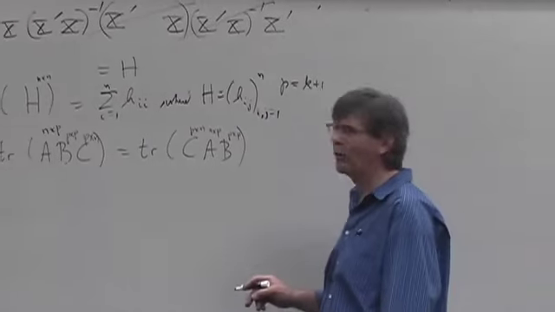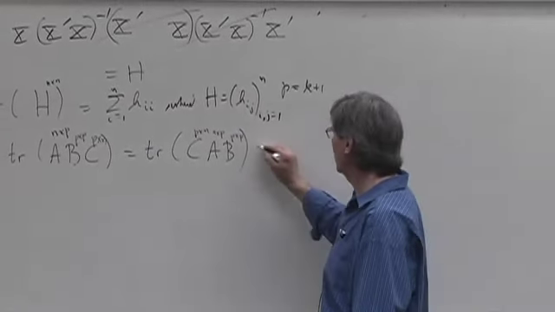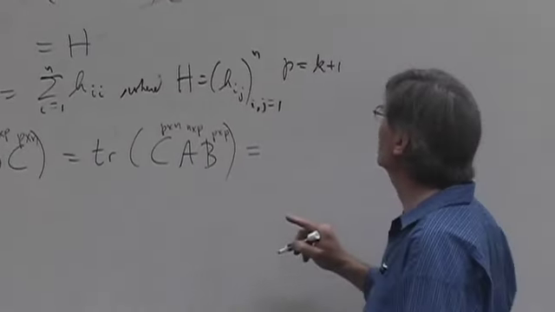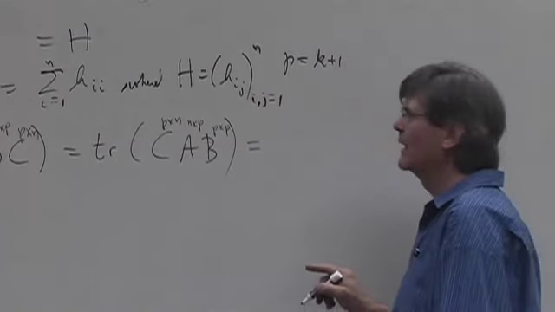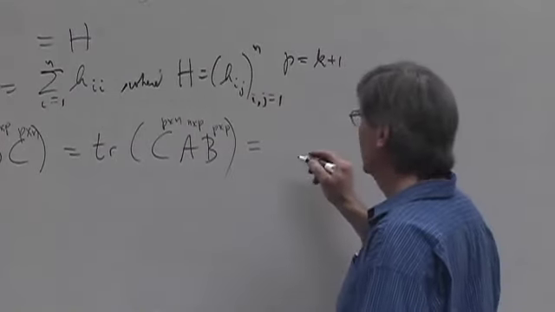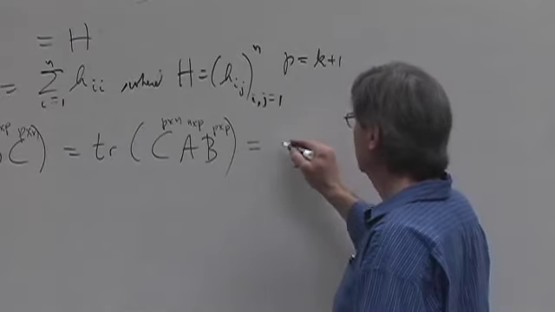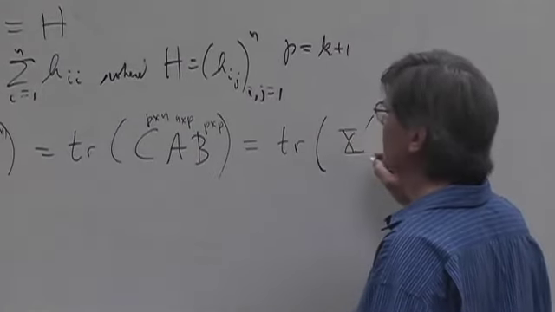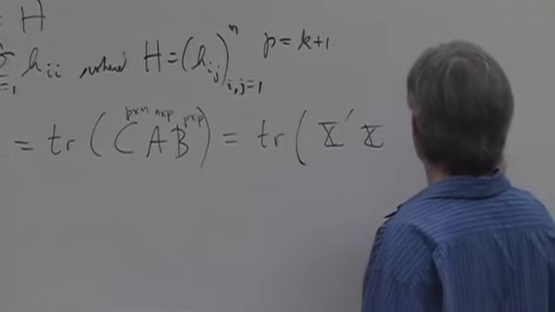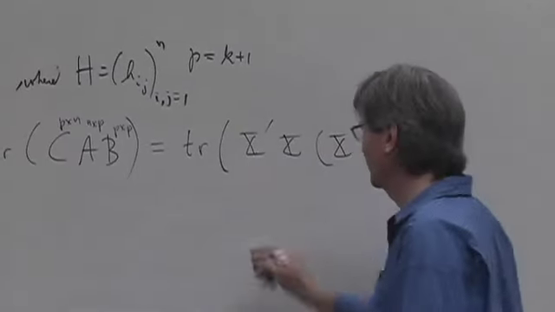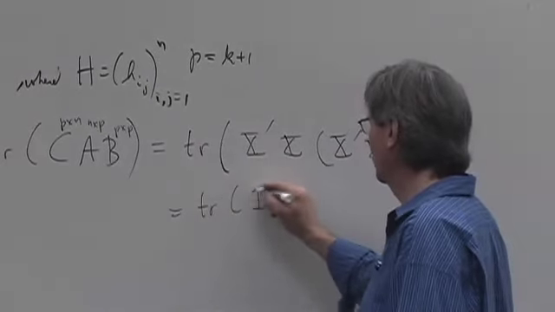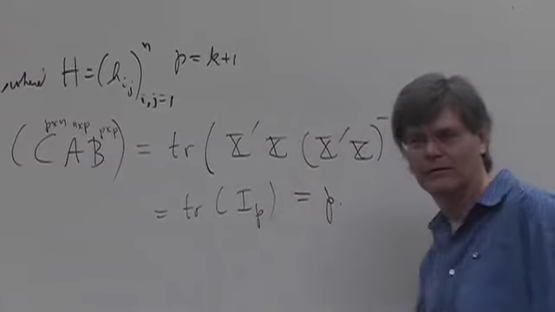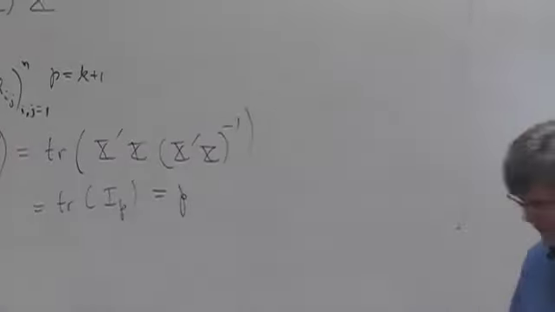I'm not going to go into that formula. It's just very convenient. Because now, if I plug that in this context with A equals X, B equals X prime X inverse, and C equals X prime, then I obtain the trace of, let's see, C was X prime, A was X, and B was X prime X inverse, equals the trace of I sub P. So that's equal to P. Kind of cute. Equals K plus 1.